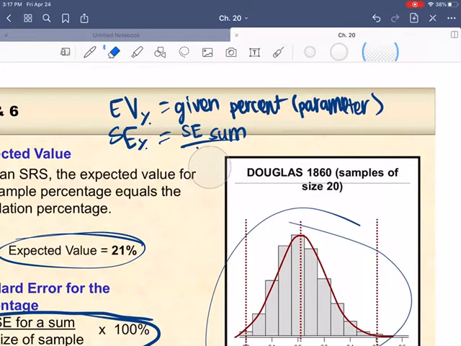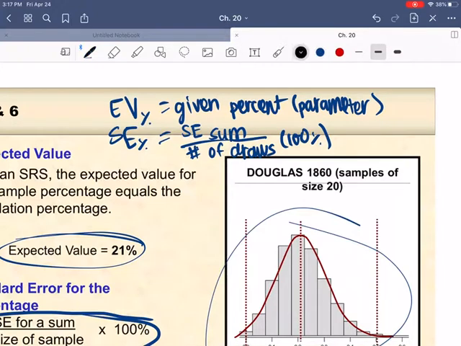Whoops, divided by the number of draws, times 100%. And then we have this thing right here, SE sum. So that's saying the SE sum of the tickets. The easiest way to calculate this, you can use one of our stats if you want, but the easiest way is to just do the square root of the percent of ones as a decimal, times the percent of zeros.